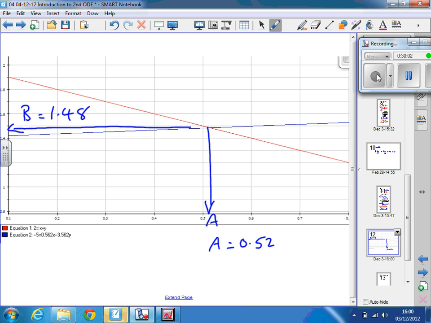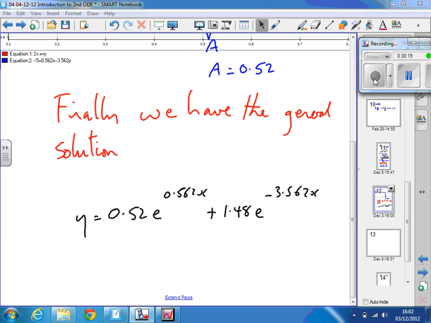Of course, this is an approximate solution, and the more you zoom in, the better it will be. So the more exact solution will be to solve it algebraically. But I'll do that maybe next time, Mark. You have a go at it between now and next week, and we'll have a look at it together. But I want to just finish this off. So there's our final general solution with A and B put in.